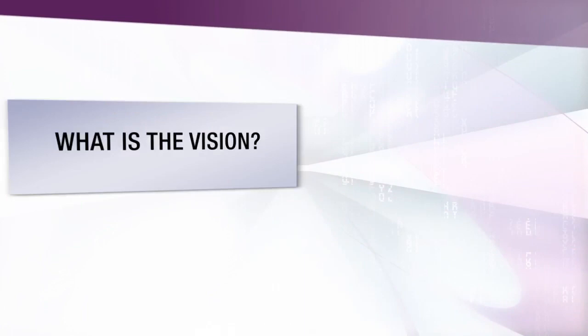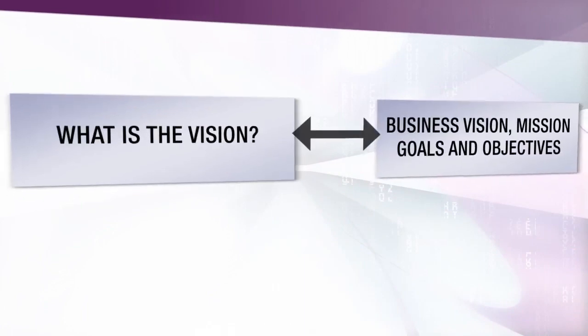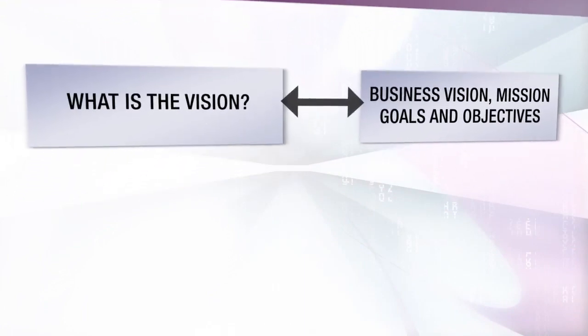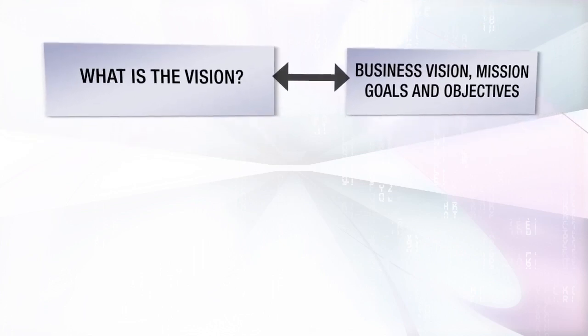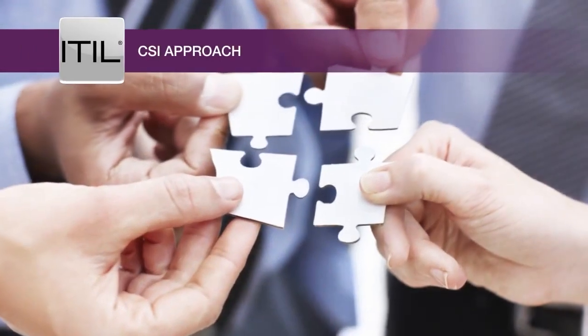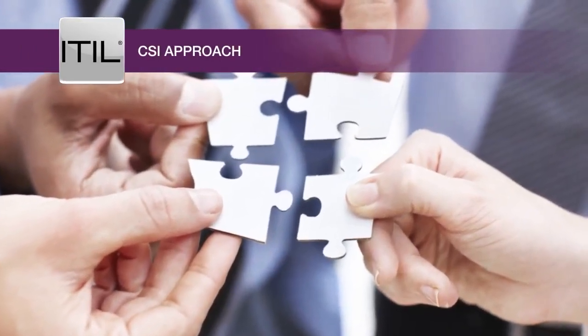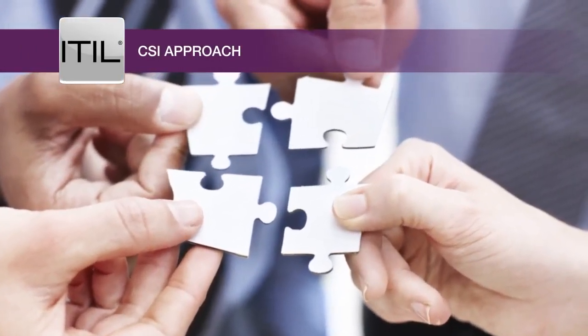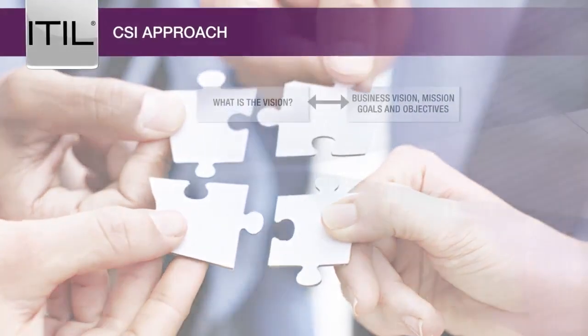The first question to be asked is, what is the vision? This can only be achieved by understanding the high-level business objectives, the company's mission statement and long-term goals. The vision should align the business and IT strategies. Once the vision is understood, we can then plan based on our current understanding.